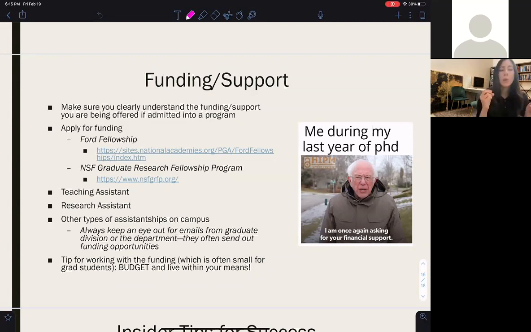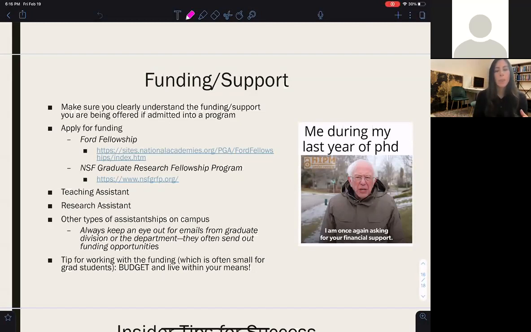So now when I was a writing consultant, when I did have the TA position, one of my tasks was to review these Ford Fellowships and NSF Fellowship programs. And they basically give out a lot of funding to students. Ford Fellowship has some specific requirements. The NSF Fellowship, it's called GRFP, Graduate Research Fellowship Program. It funds students for a certain amount of years working on a project.